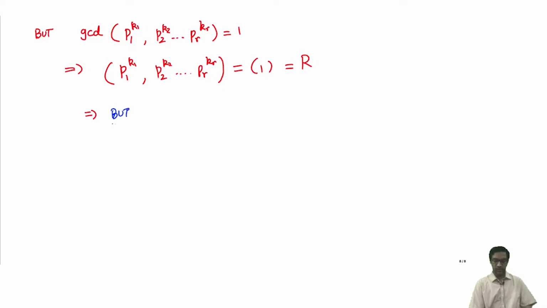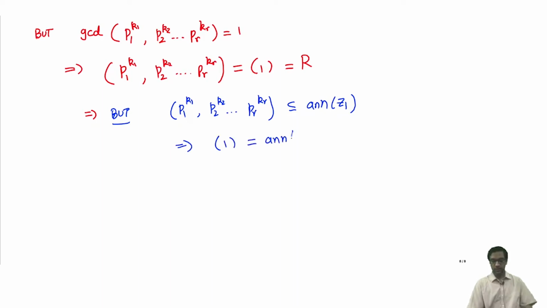But remember, I know that the ideal generated by these two elements must be contained in the annihilator of z1, which means that the annihilator is the whole ring. There is no other way out. In particular it means that the specific element 1 annihilates z1, which means that 1 must annihilate z1. What does that mean? That just means z1 is 0.